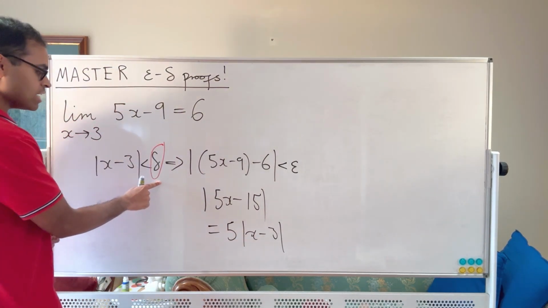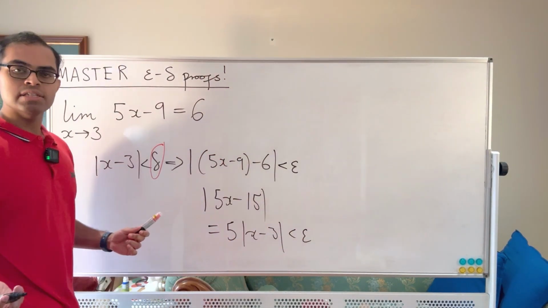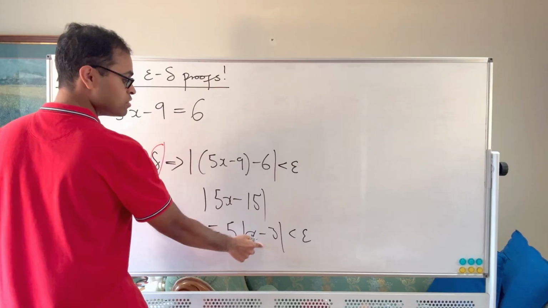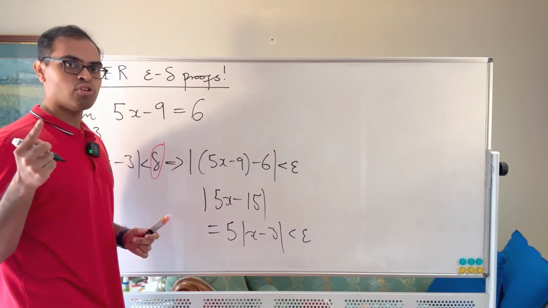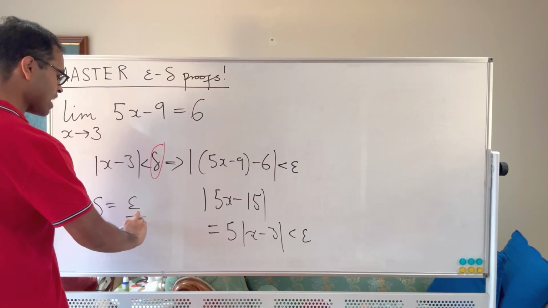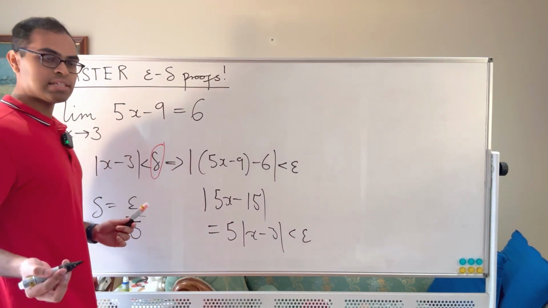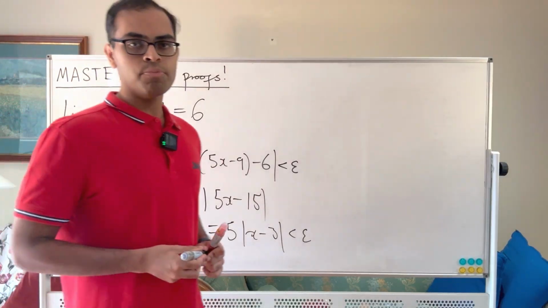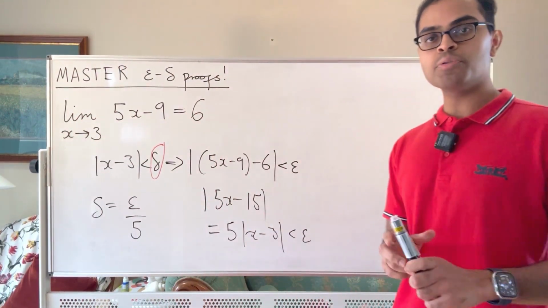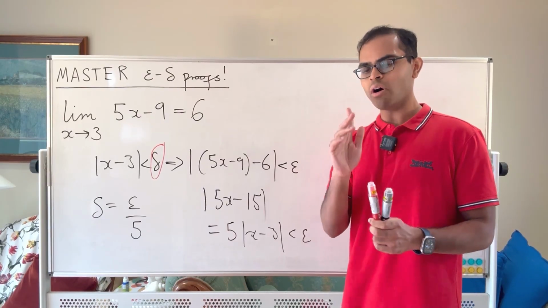So what does delta have got to be so that this is less than epsilon? How do we ensure this is less than epsilon? Well, as long as absolute value x minus 3 is less than epsilon over 5, right? If we take delta equal to epsilon over 5, then 5 times absolute value x minus 3 will be less than epsilon. So that's going to be the principle, and now we write the rigorous proof. So this is all there is to it, okay? Take some time to get used to it, but that's all there is to it.